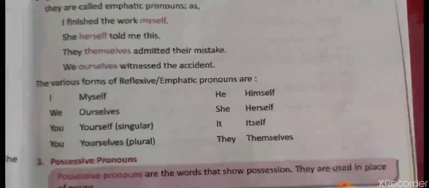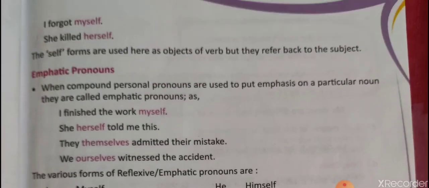And another one is emphatic pronoun, in which they are used to emphasize a particular noun. Like it emphasizes, it mainly focuses on the subject. Like she herself finished her homework. So she is the subject, and with the pronoun herself, we are emphasizing that particular girl only. Like I myself finished my homework. So I is the subject and myself is emphasizing on I, right?